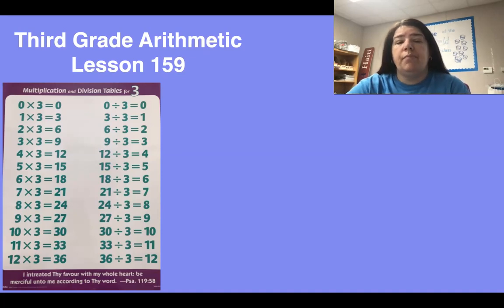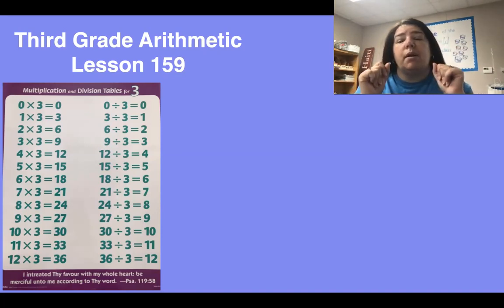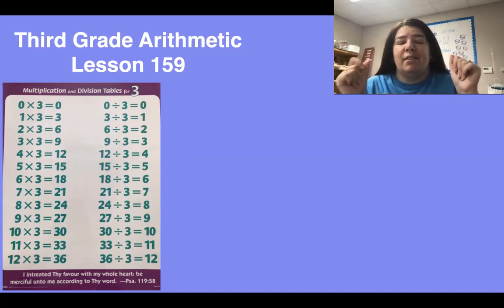Let's divide. Ready? We'll snap for this one. 0 divided by 3 equals 0. 3 divided by 3 equals 1. 6 divided by 3 equals 2. 9 divided by 3 equals 3. 12 divided by 3 equals 4. 15 divided by 3 equals 5. 18 divided by 3 equals 6. 21 divided by 3 equals 7. 24 divided by 3 equals 8. 27 divided by 3 equals 9. 30 divided by 3 equals 10. 33 divided by 3 equals 11. 36 divided by 3 equals 12.